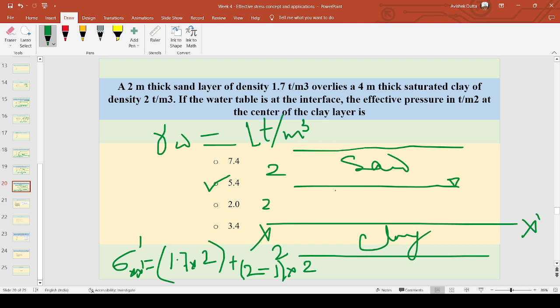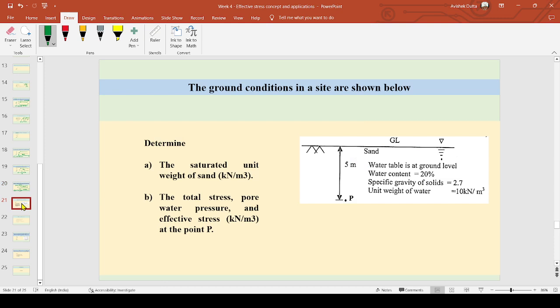Okay, next question. All right, so here we have to find out first the saturated unit weight of sand in kilonewton per meter cube. I've already explained the question. There is a groundwater level, there is a water table at the ground level. Sand has a water content of 20 percent, specific gravity is 2.7, and unit weight of water is 10 kilonewton per meter cube. Now at a point P, we have to find out the stress.